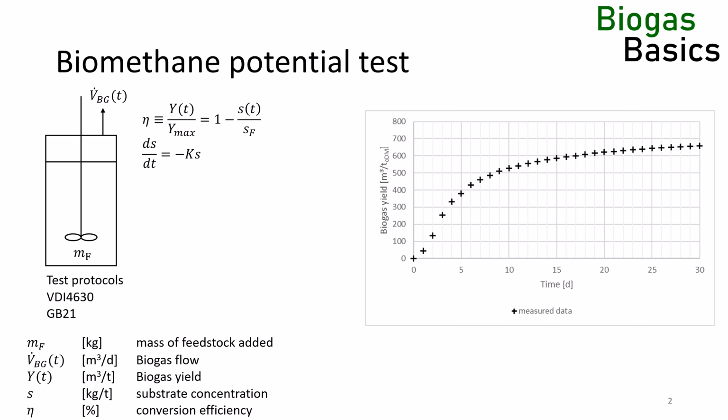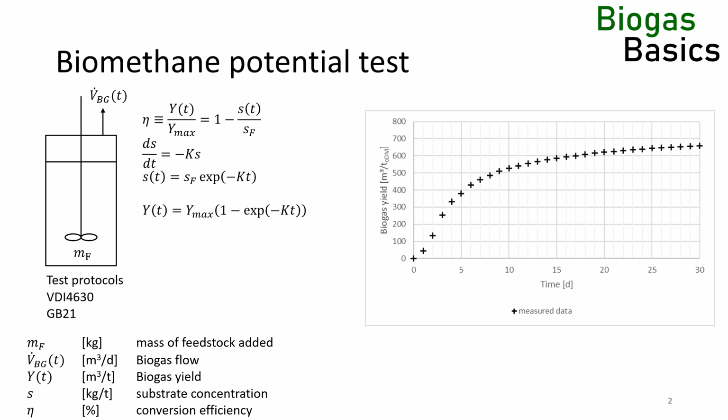The first-order kinetic for a batch is dS/dt equals minus k times S. k is the reaction constant and has the unit 1 over time. We can separate the variables, integrate, and insert the initial conditions. S at t equals 0 is SF. This leads to the exponential decay function that describes the substrate concentration in the batch reactor over time. We can insert this function into the definition of the conversion factor and get the final result. Y of t is Y max times 1 minus exponential function of minus kt.